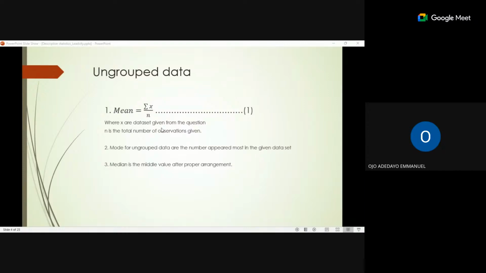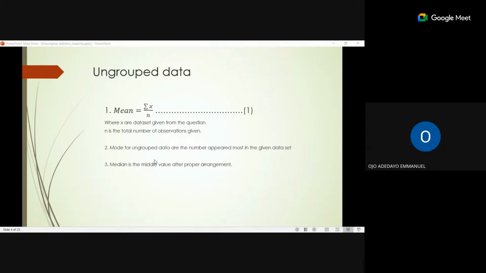Then number two is what we call the mode. How do we get the mode for ungrouped data? Remember that from our secondary school, we believe that the one that appears most is the mode. Yes, it's still valid till the higher institution. If you are having ungrouped data, the one that appears most is the mode.